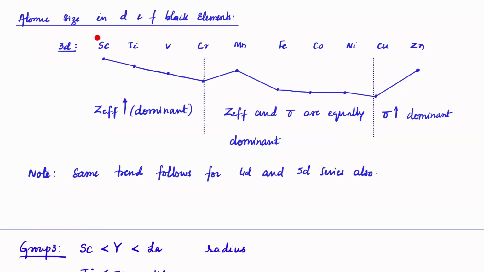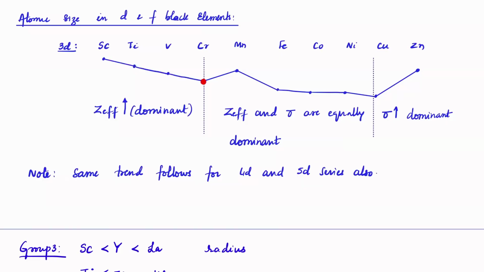Notice, if you go from scandium towards zinc, what is happening? For scandium towards chromium, the size is actually decreasing. Why? Because here Z effective value is dominant. Of course, sigma is increasing, but Z effective value is increasing slightly more. So therefore, if Z effective increases, size decreases.